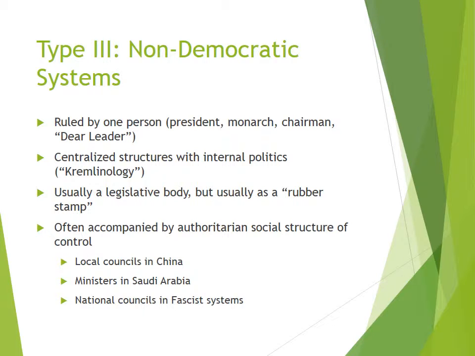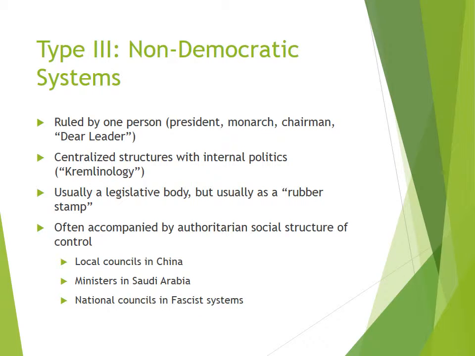There's usually a legislative body in non-democratic systems, but it's usually a rubber stamp, whether an official rubber stamp or a de facto one, meaning in practice. They're there, but they don't normally challenge the person in charge. They're often accompanied by authoritarian social structures of control as well, like the local council in China. In China they decentralize the spying that goes on, so you have to look out for what the local council members are seeing, and they're always looking around for people not doing what they're supposed to.